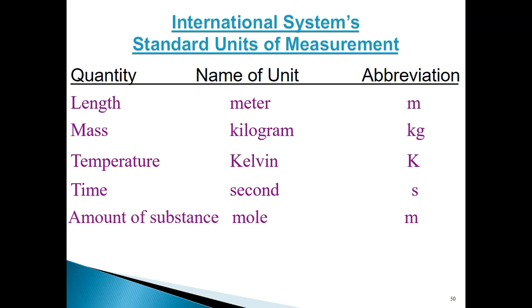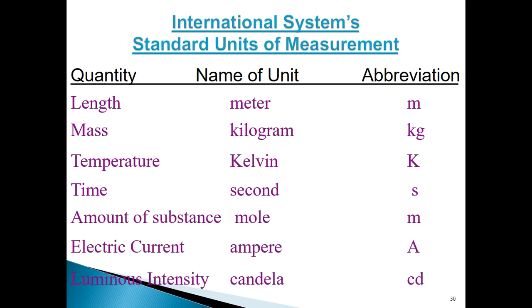Length, the meter would be the unit of length. Kilogram would be the SI unit of mass. Kelvin will be the SI unit of temperature. The SI unit of time is second. The SI unit of amount of substance is mole. And then the last two, which we will not be using at all in this course: the metric unit of electric current is ampere, and that of luminous intensity is the candela. And their corresponding abbreviations are given to the extreme right over here.